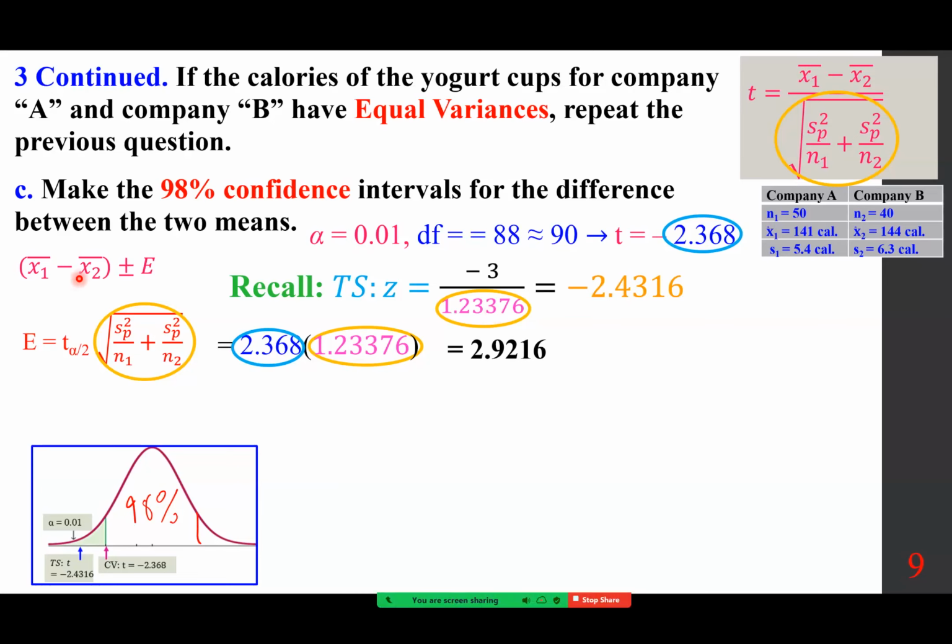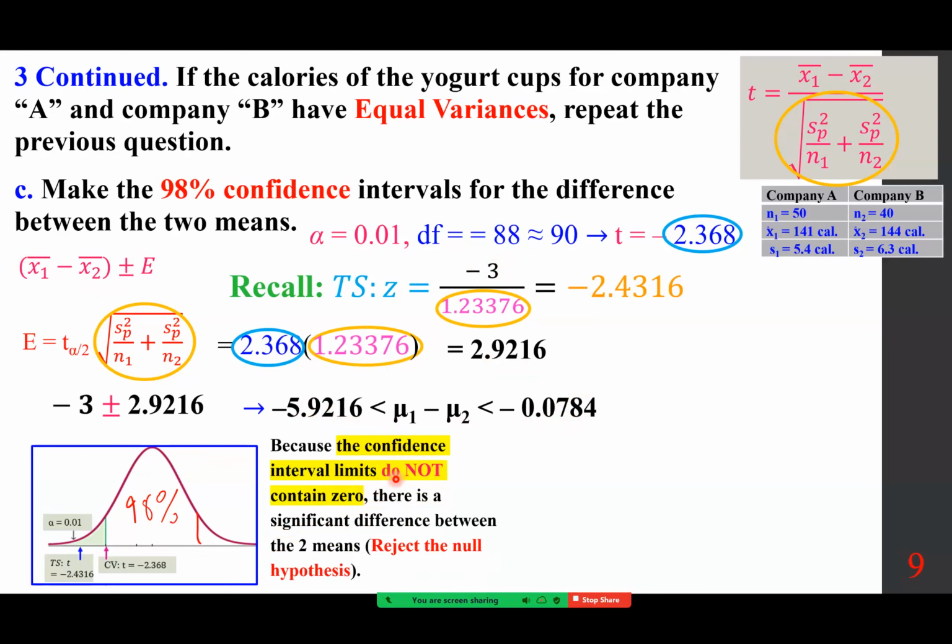Even this part, x1 bar minus x2 bar, is this number, -3. So -3 plus or minus this number. So mu1 minus mu2 is between the two numbers, -5.9216 and -0.0784. Both of them are negative. Reject the null hypothesis. If one is negative and one is positive, then fail to reject the null hypothesis. Because the confidence interval limits do not contain 0, there is a significant difference between the two means. Reject the null hypothesis. So same decision making.